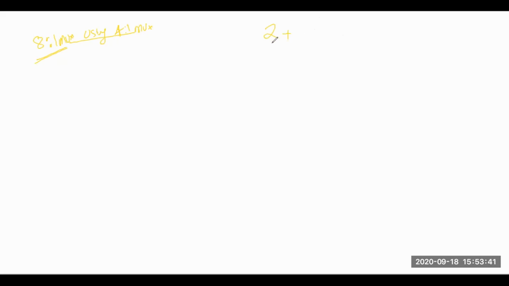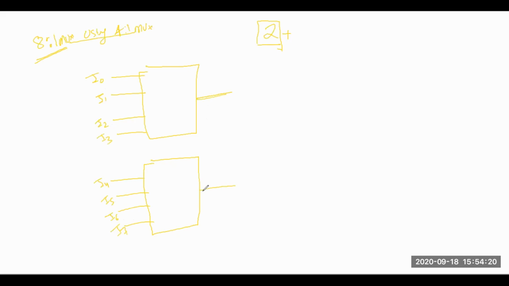Okay, so first way is that you can make this two 4:1 multiplexers need to be there and they need to be parallel. This one is your first 4:1 multiplexer. This one is your second 4:1 multiplexer, and your inputs will be as usual I0, I1, I2, I3, I4, I5, I6, and I7. And since it is a multiplexer, you will have a single output in both the cases. This is your 4:1 multiplexer. This is also your 4:1 multiplexer. That's why you will be having two select pins.